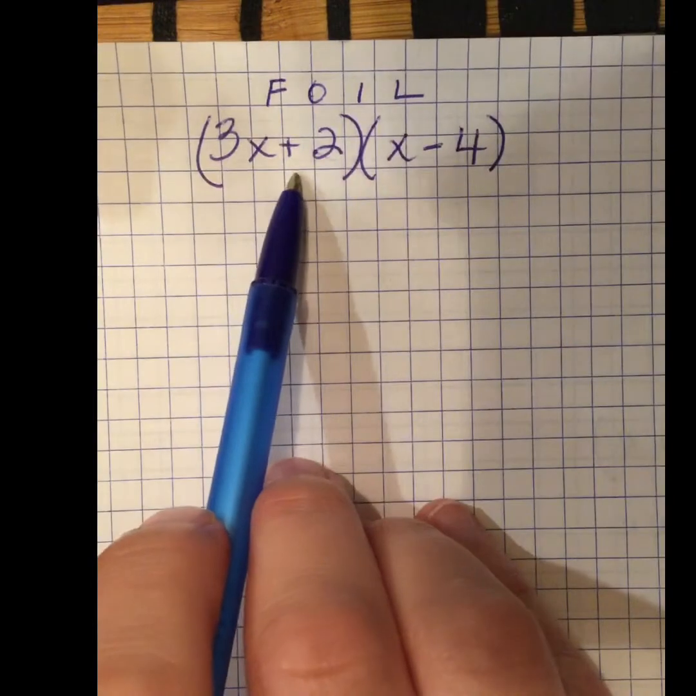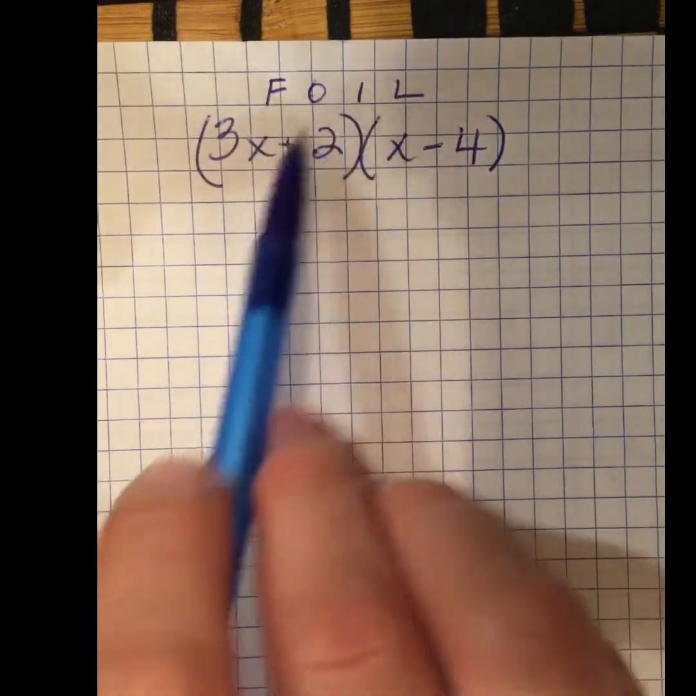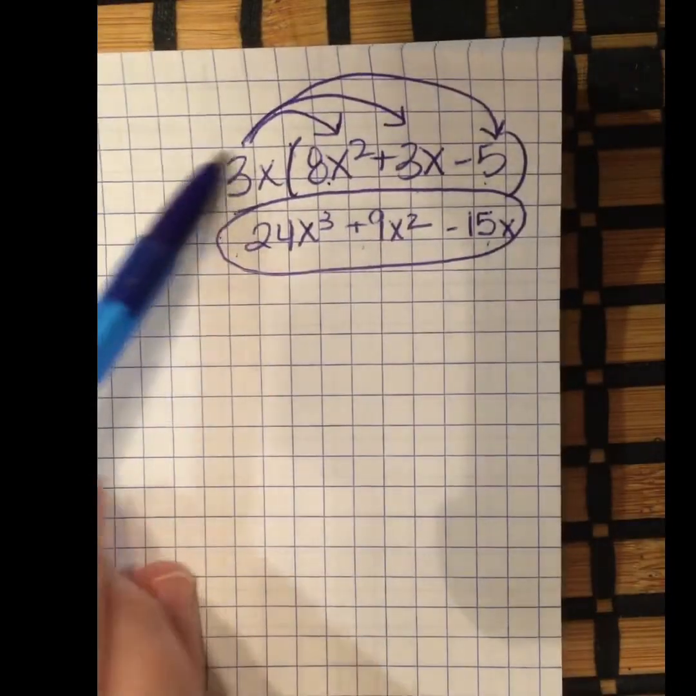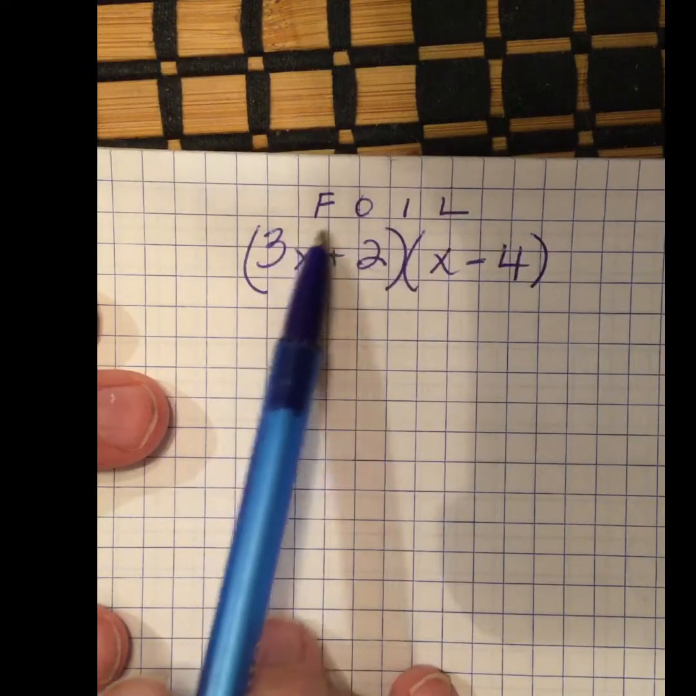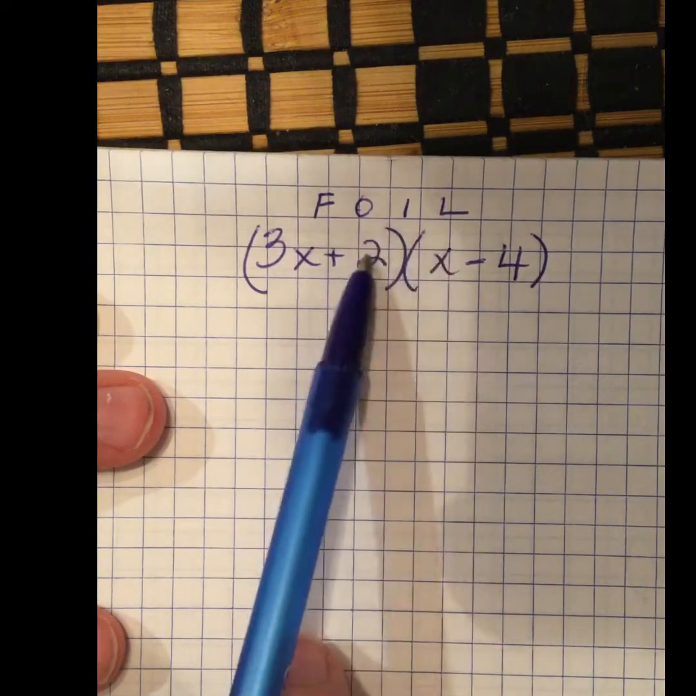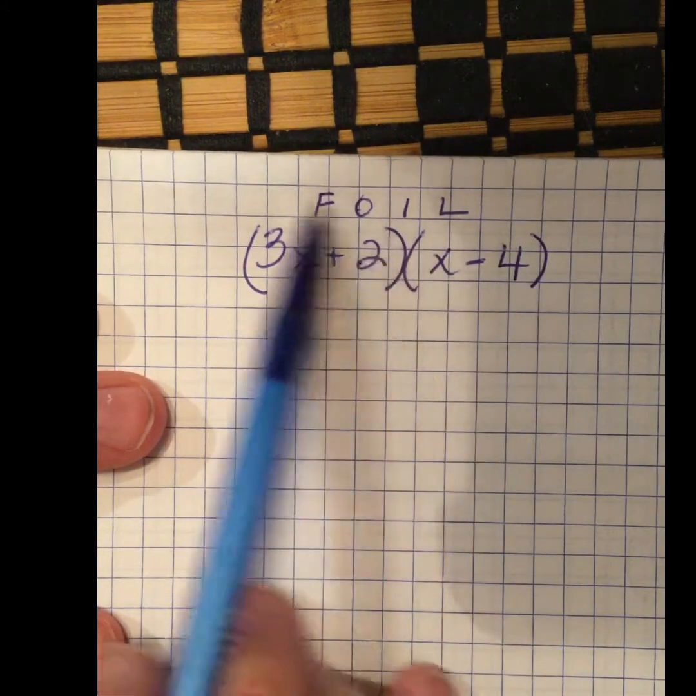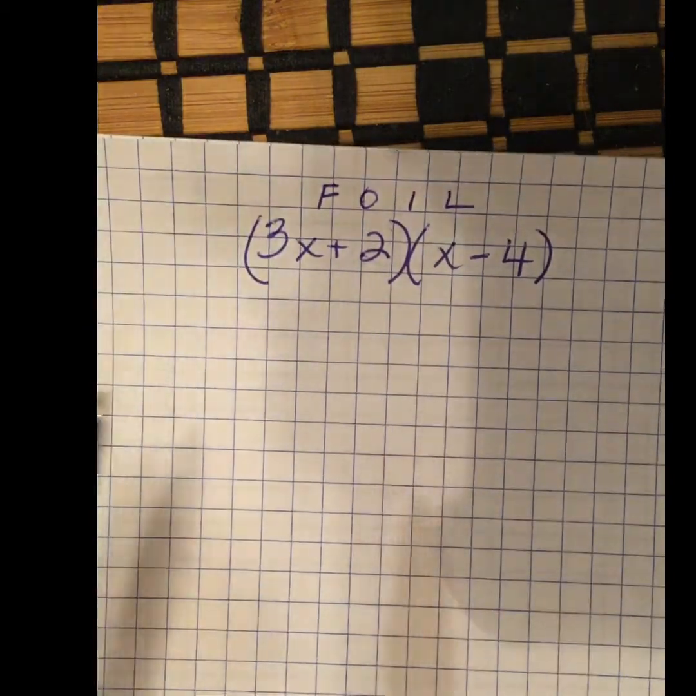My way that I'm going to show you is not fancy. It doesn't have an acronym. It's literally just double distribution. So for the first example, we only had one guy to pass out. Now we have two guys to pass out. So we're going to pass out the 3x, then we're going to come back and pass out the 2. So everyone over here gets multiplied by everybody over here, and everything works out well.